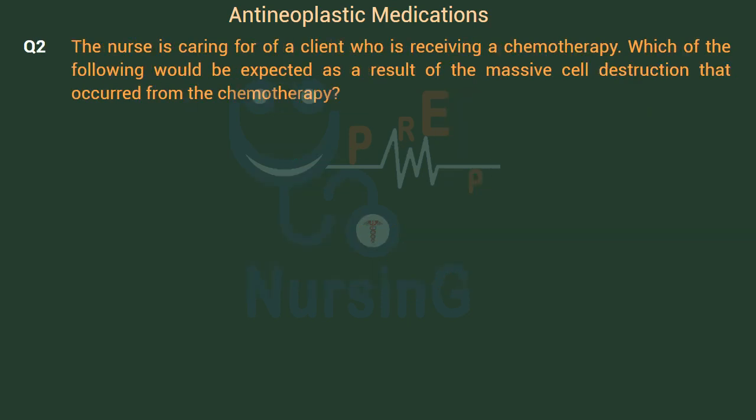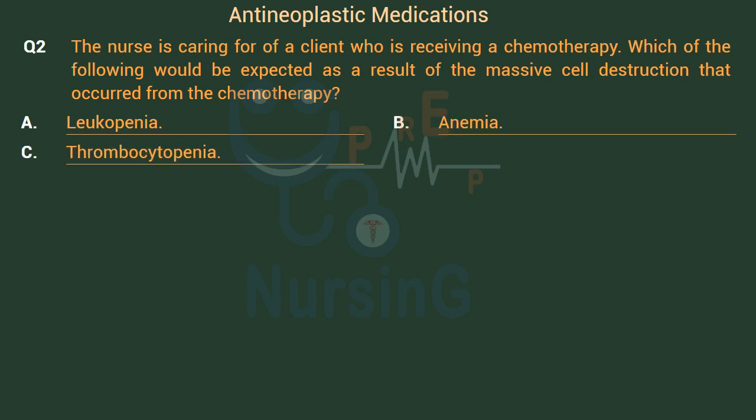The nurse is caring for a client who is receiving chemotherapy. Which of the following would be expected as a result of the massive cell destruction that occurred from the chemotherapy? Option A. Leukopenia. Option B. Anemia. Option C. Thrombocytopenia. Option D. Hyperuricemia. Right answer is Option D.